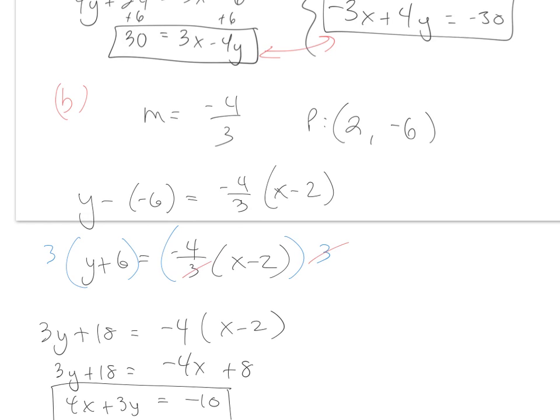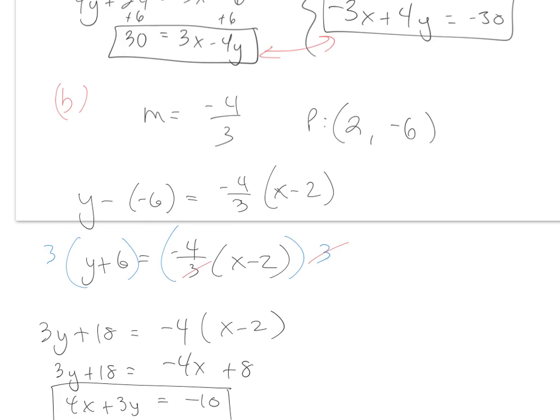Here's what I got at the bottom. 4x plus 3y equals negative 10. Okay, check your work, please. Go through the process. I used point slope. If you used point slope and you made a mistake, look at mine and see what you did differently. If you use standard form, try to identify your mistake along the way.